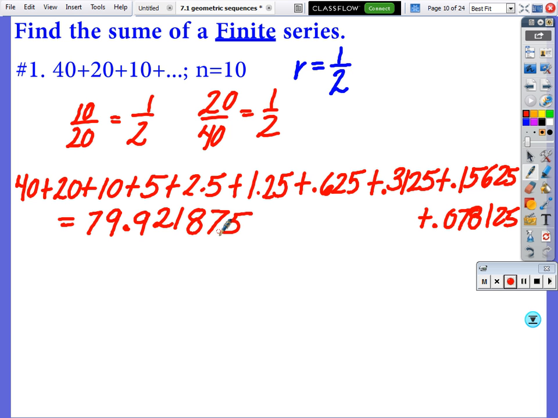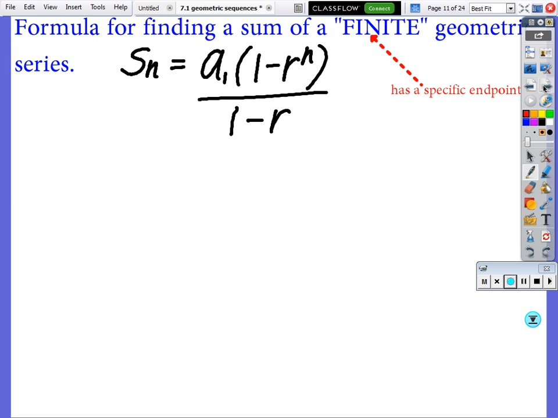So now I'm going to give you the formula to be able to find the sum of any finite series. Are you ready for the formula? Okay, so here's the formula for finding the sum of a finite, meaning you can see the end of a geometric series. S of n means the sum up to whatever term you want, so n is the number of terms. The sum is equal to a sub 1, just the very first term of the series, times 1 minus r, where r is the common ratio, raised to the n, all over 1 minus r.